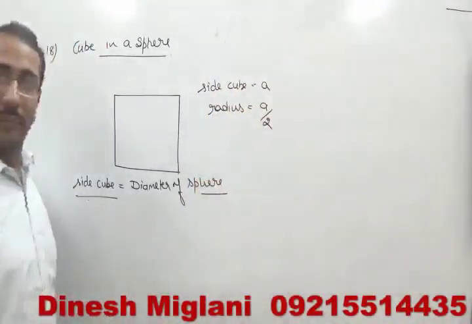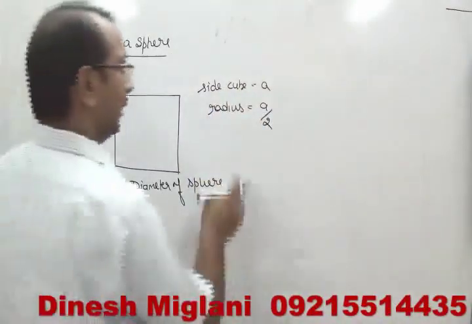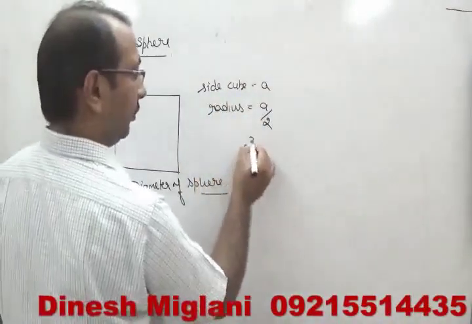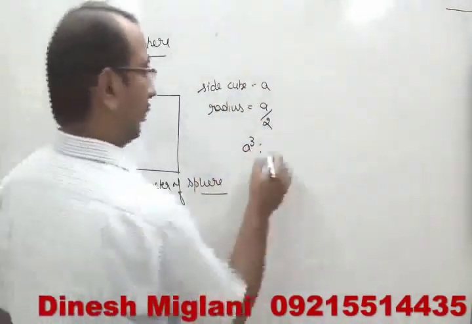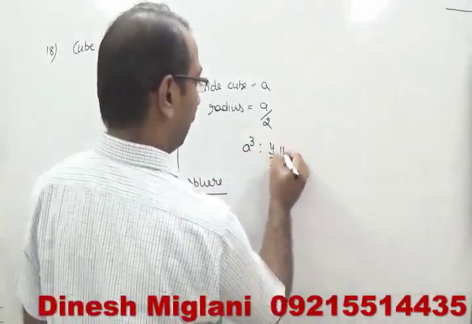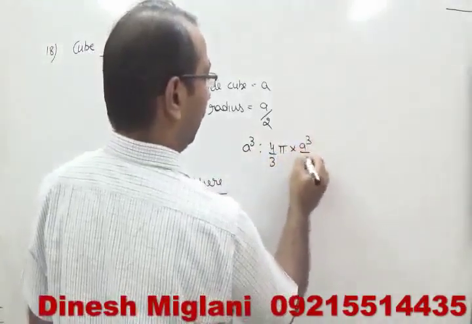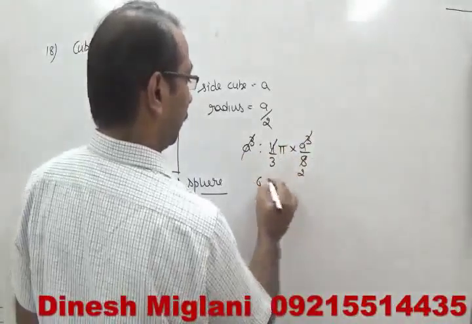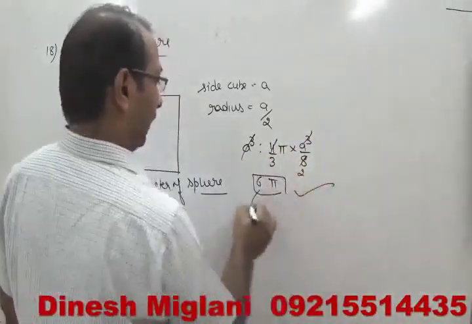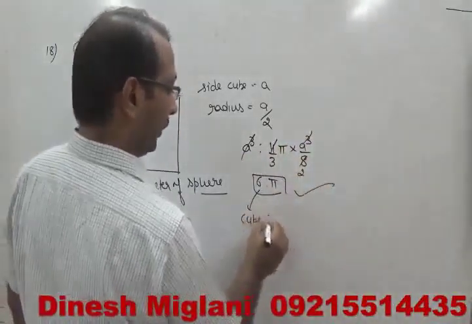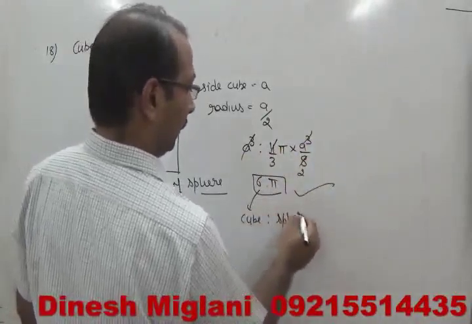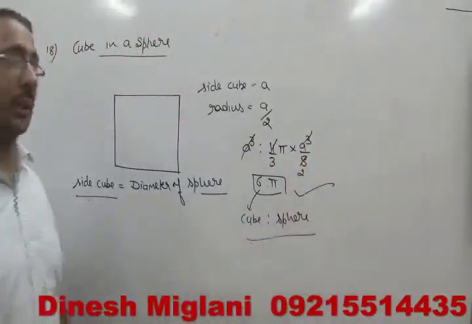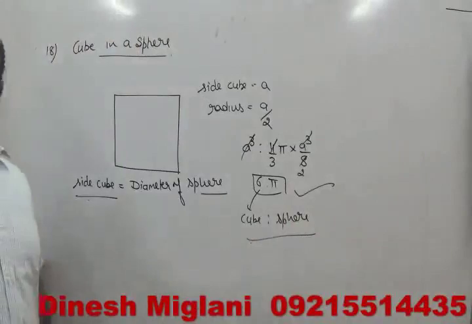Okay, and if you have to compare their volumes, the volume of the cube is a cube and the volume of the sphere is 4 by 3 pi r cube, which is a cube by 8. This would cancel out, and we get 6 is to pi. So that is the ratio of the volume of the cube to the sphere if a sphere is inscribed in a cube. That's my answer. So my answer is 6 ratio pi. That becomes my answer.